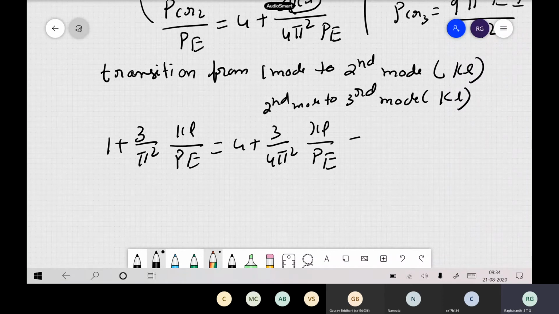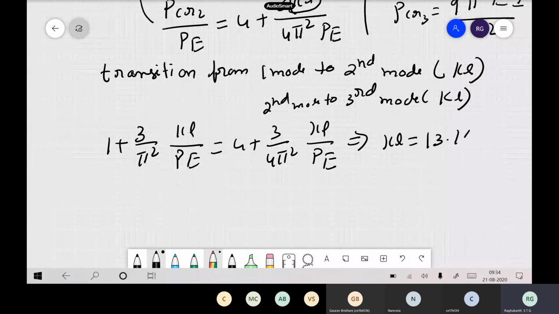If you solve this for KL, KL turns out to be 13.16 times PE. Which means if the foundation stiffness is less than 13.16 times PE, the beam column will buckle in the first mode. Now suppose your KL, that is your foundation stiffness, is more than 13.16 times PE, then your beam column will buckle, you followed, in the second mode. So that is the meaning of this expression.